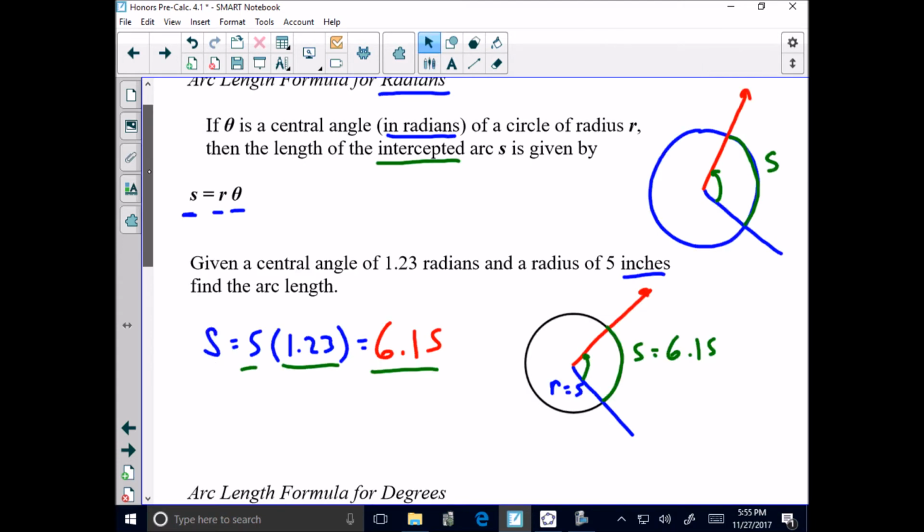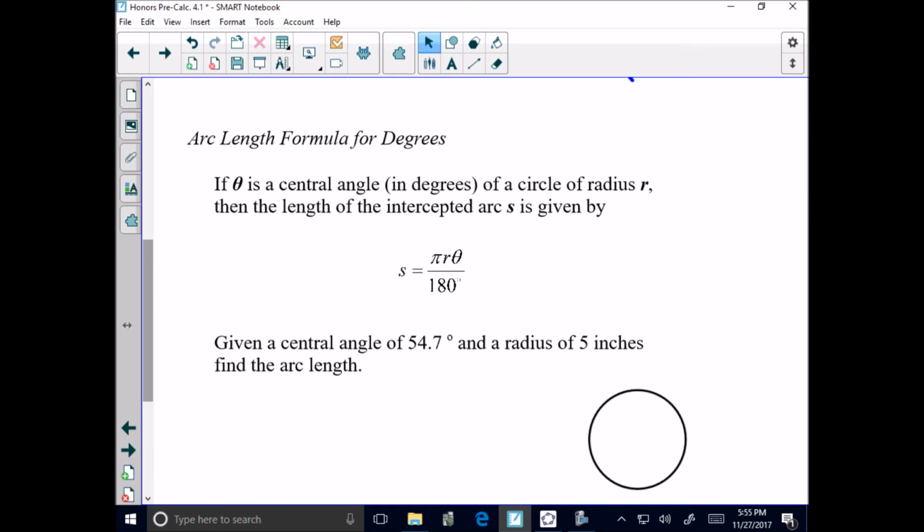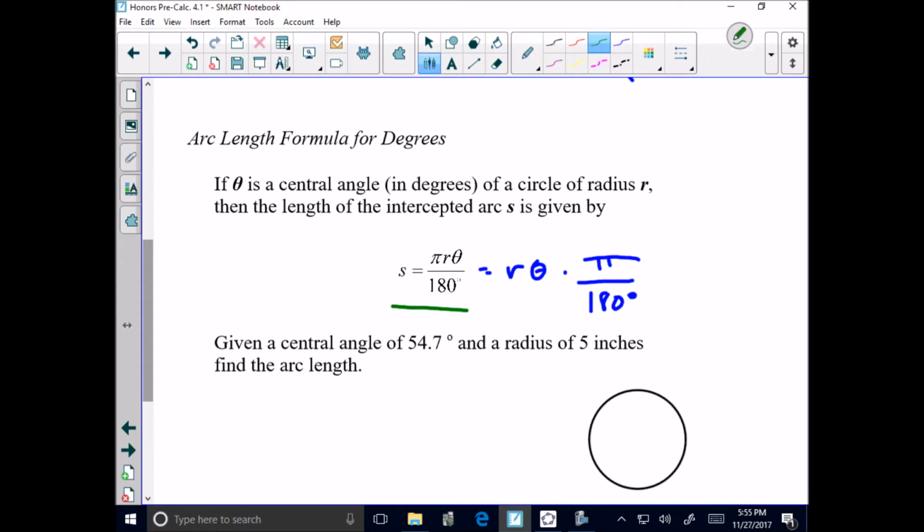When we're looking at arc length for degrees, what we have here is a formula that actually combines the conversion formula from degrees to radians with the arc length formula. Really right here what we have is r theta times pi over 180, right? So this equation that the book gives us is actually just combining the multiplication of pi over 180, which would convert our angle measure from degrees to radians, right, with the equation for arc length itself.